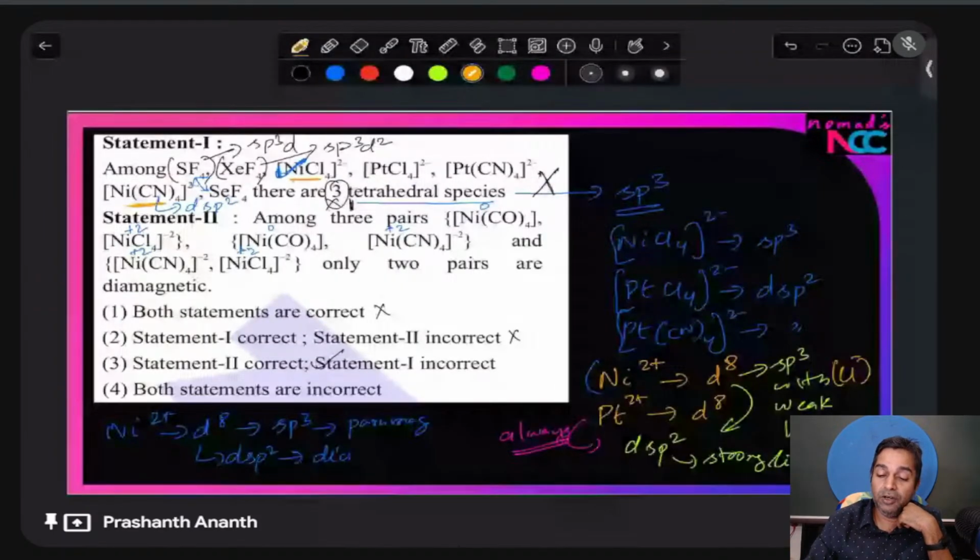I should not have written it on the corner there. That is something to learn for the next live stream. Okay, nickel 0 is going to be a d10, and that is going to be diamagnetic in dsp2 configuration.